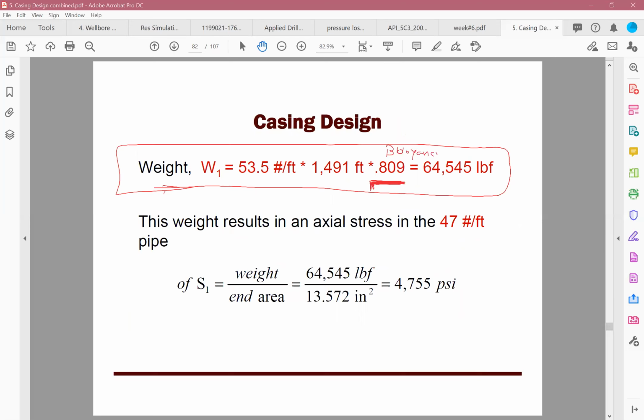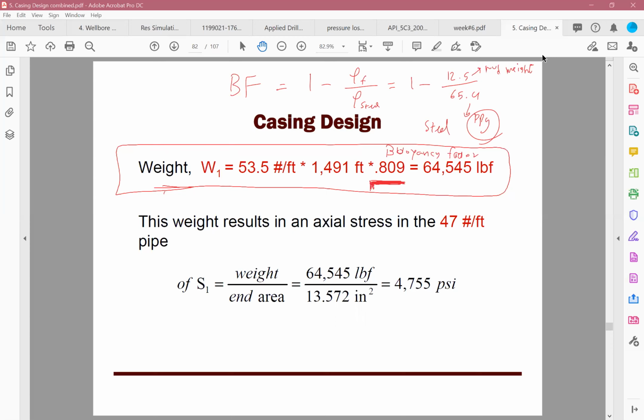How do you calculate the buoyancy factor? One minus density of fluid divided by density of steel. That's the buoyancy factor if you go back to the slides of the axial tension. So that's 1 minus 12.5 over 65.4. This is the density of the steel in pound per gallon. And this is your mud weight.